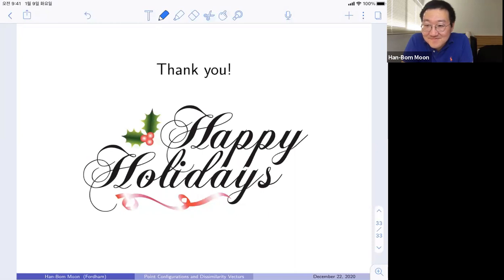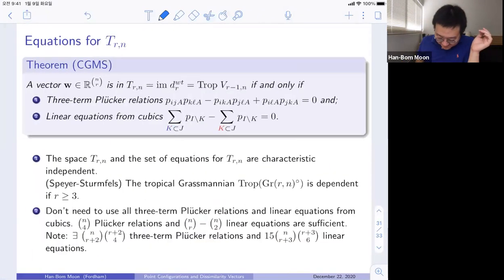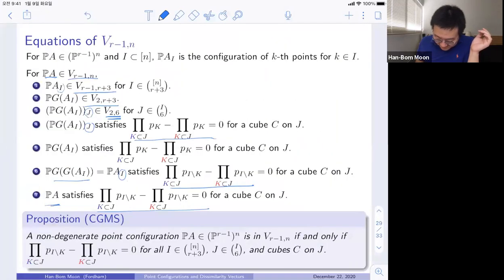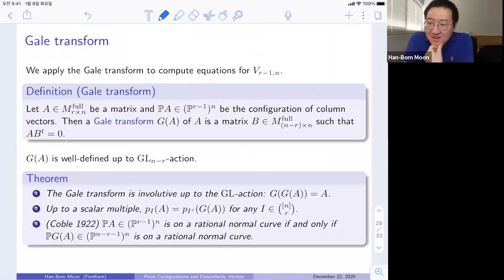I have a very minor remark. Han-Bom, in your slide 28, the attribution should be to Goppa, not Coble, at the very bottom. Really? Is it a result of Goppa related to coding theory? Yes. Thank you for pointing that out. Okay, I need to change it, and let me double check. Almost 100 years old, but still, you know.